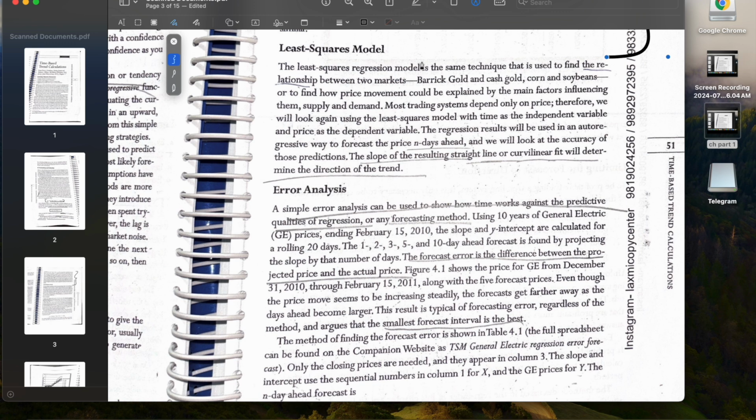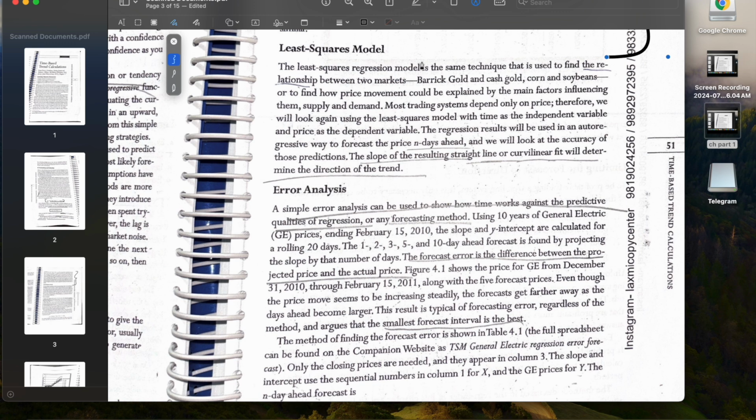For example, Barrick Gold and cash gold, corn and soybeans. So when you want to find the kind of correlation between two different markets or two different instruments, and when you want to check what kind of relationship they share, you basically use the least squares model.